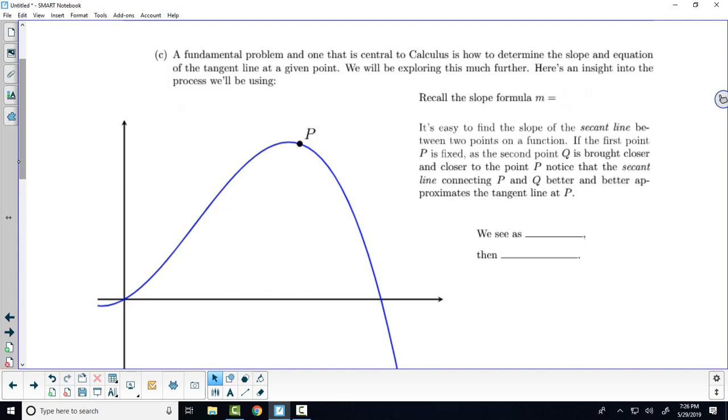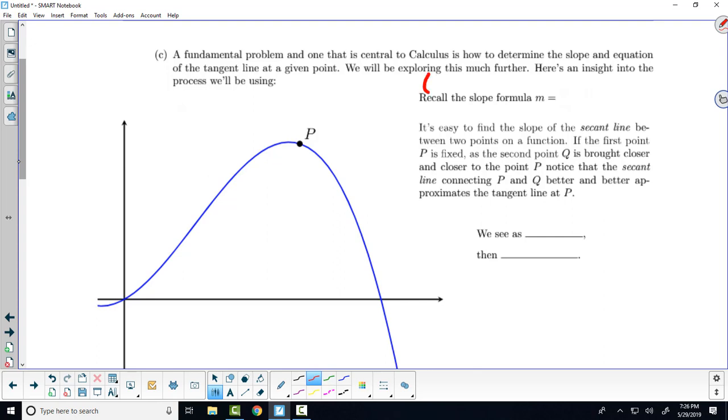So a fundamental question in this class is, how do we find the slope of a tangent line? Because if we can find the slope of a tangent line at a point, we can sort of describe the behavior of the curve at that point. Okay, so that's our goal. So we want to return to what we remember from Algebra 1. How do we find the slope of a line connecting 2 points?